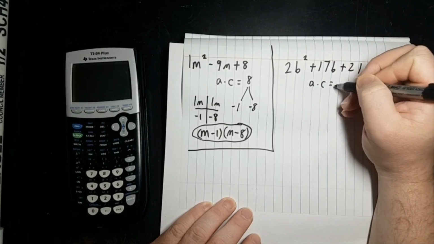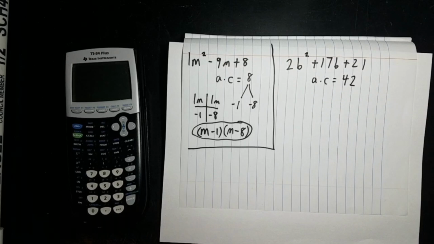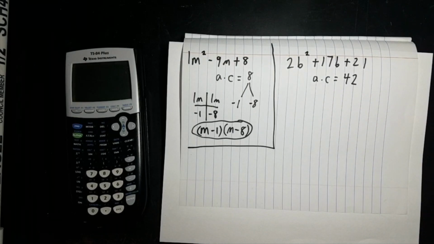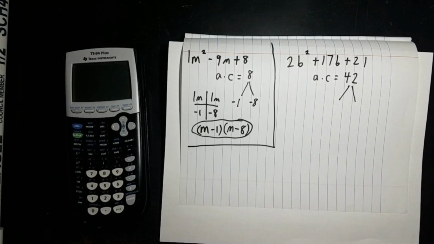Step 2. A times C. That'll get me 42. 2 times 21 is 42. I need to find two magic numbers that multiply to 42, and at the exact same moment, they have to add up to 17. Okay, 42. Well, 2 and 21, but 2 and 21 add up to 23. 6 and 7, but 6 and 7 add up to 13.